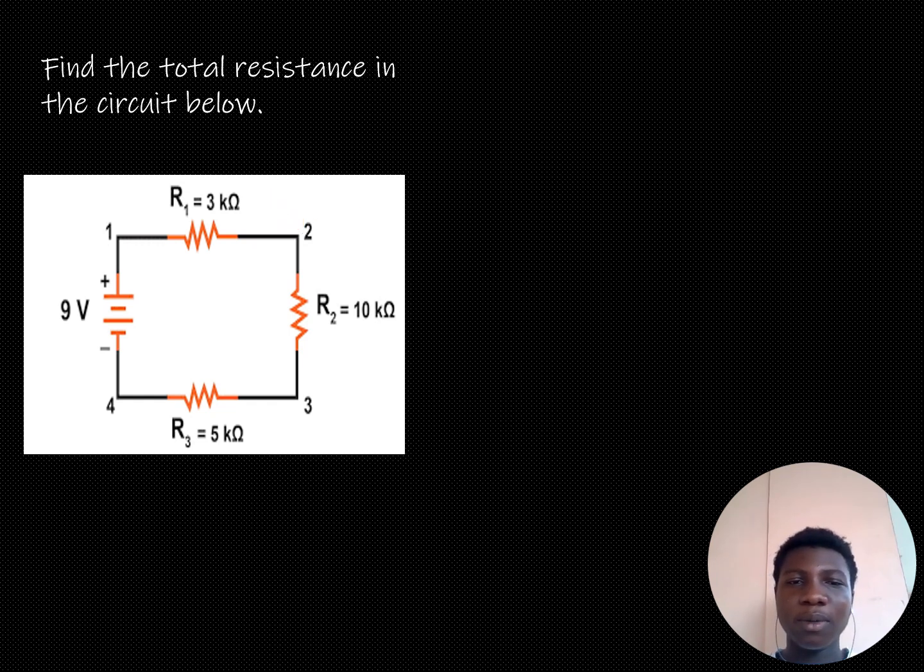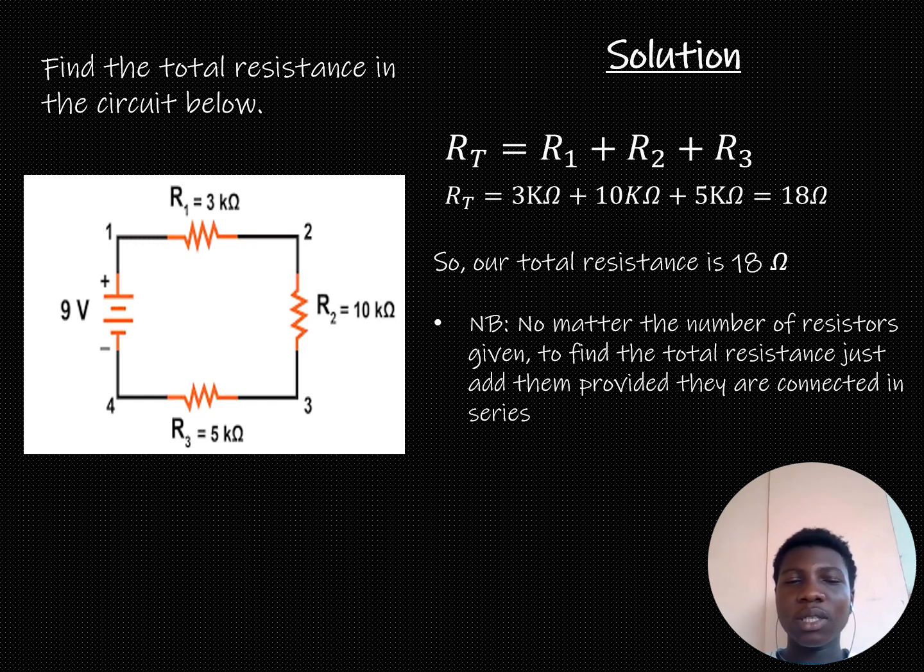So it's nothing special. We have a 3 kilo ohm resistor, a 10 kilo ohm resistor, and a 5 kilo ohm resistor. So it's simple. We just have to sum up their resistance. So it's going to be R1 plus R2 plus R3, since there are only three resistors, which is going to be 3 kilo ohms plus 10 kilo ohms plus 5 kilo ohms, giving us 18 kilo ohms.